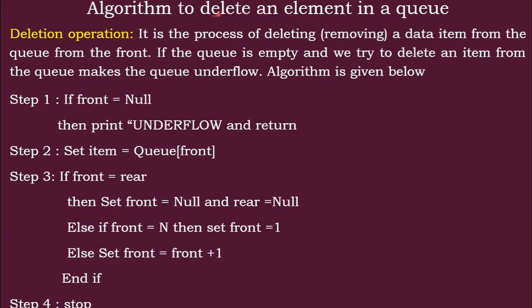So this deletion process checks whether the queue is in the underflow form. If it is underflow, nothing can be deleted. That means if there is no element, nothing can be deleted.